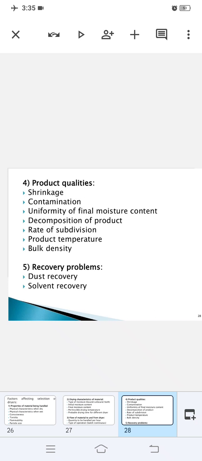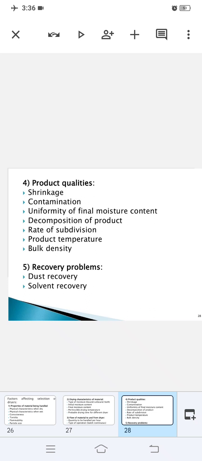Then what are the product qualities? What kind of product qualities do we have to take care of? First one is shrinkage: is any shrinkage there in your solid material? Then contamination: will the material lead to contamination or not? Uniformity of the final moisture content. Then decomposition of the product. Rate of subdivision. Product temperature. Bulk density. These all are the product qualities.